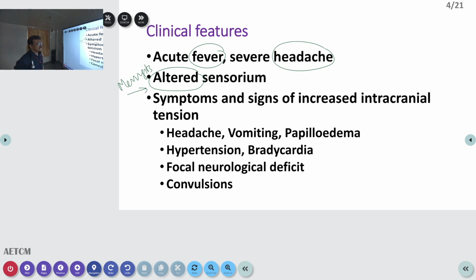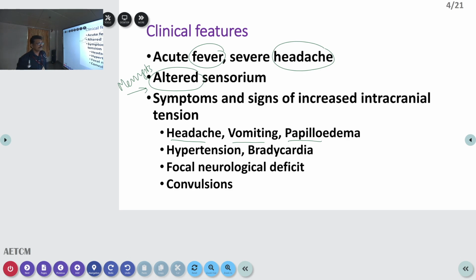Now, whenever there is an inflammation of the brain, you know that the cranium is a closed chamber. So whenever there is an inflammation, the brain will swell up, so that the space in the cranium will come down, free space will come down. That increases the pressure in the intracranial compartment. So most of these patients who have severe inflammation of the brain can have increased intracranial tension features. So classical findings are severe headache, vomiting, papilledema, that should be examined.